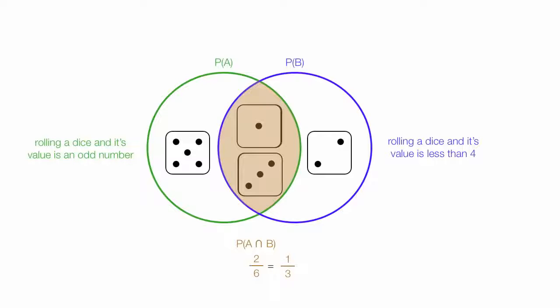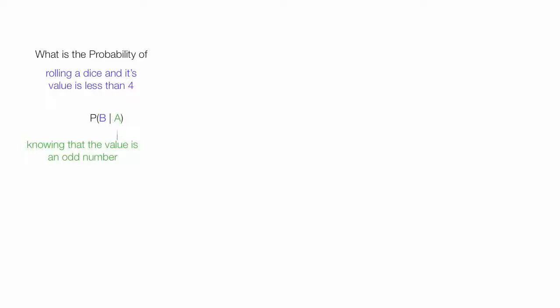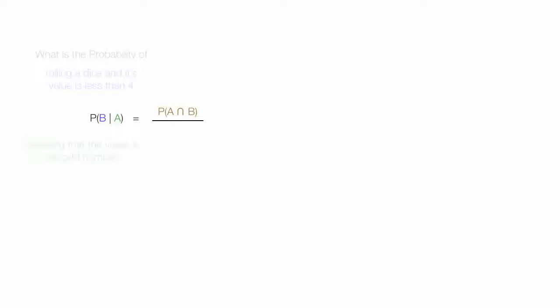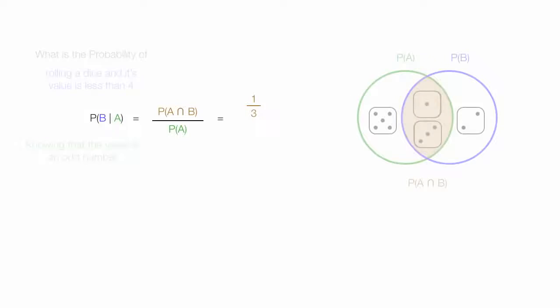Now I have everything I need to make my calculation. So what is the probability of event B happening if I know event A happened? Again, the P is, what is the probability of. B is rolling a die and its value is less than 4. And event A is knowing the value is an odd number. So this all equals the probability of the intersection of A and B divided by the probability of event A. The numerator is 1/3. Remember, 1/3 is the intersection, which we just calculated. It's what A and B have in common.